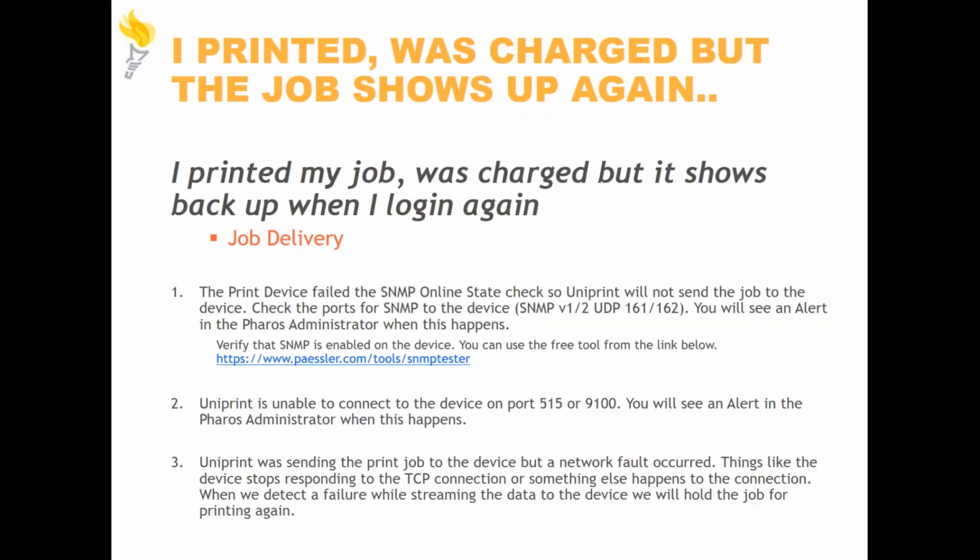So Uniprint connects to the print devices on either port 515, which is the standard port for the LPR protocol, or Uniprint can connect to the printer on port 9100, which is the standard port for raw printing. If it can't connect to the printer, again, you'll see things in the Pharos alert section: couldn't connect to printer, failed to connect to printer. Uniprint will try 3 times to connect to the printer. If it fails to connect, it'll hold the job.